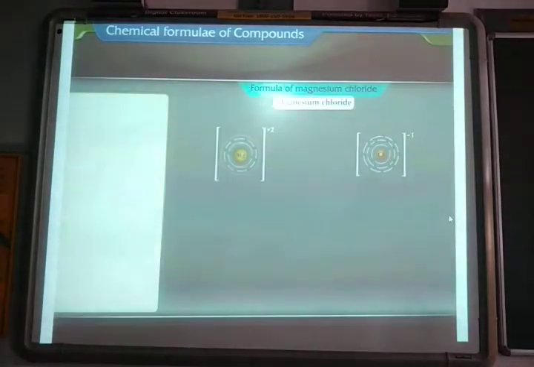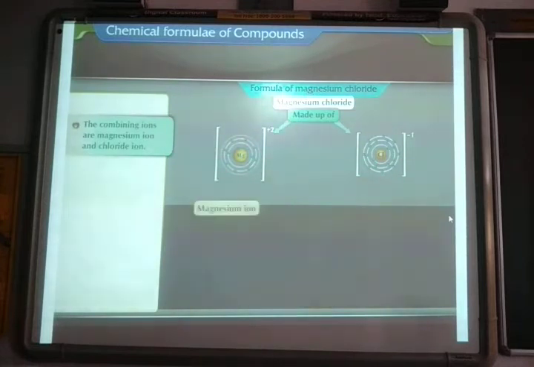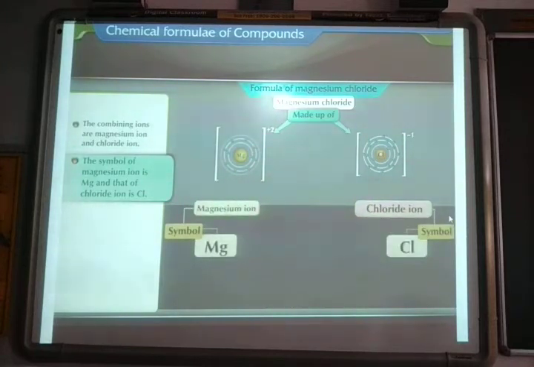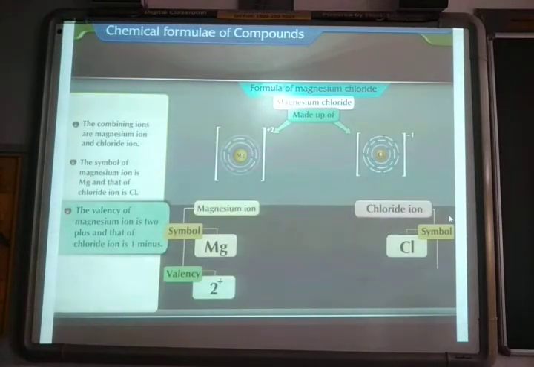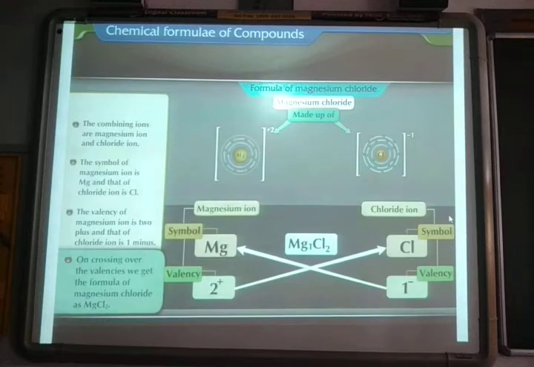Formula of magnesium chloride. The combining ions are magnesium ion and chloride ion. The symbol of magnesium ion is Mg and that of chloride ion is Cl. The valency of magnesium ion is 2 plus and that of chloride ion is 1 minus. On crossing over the valencies, we get the formula of magnesium chloride as MgCl2.